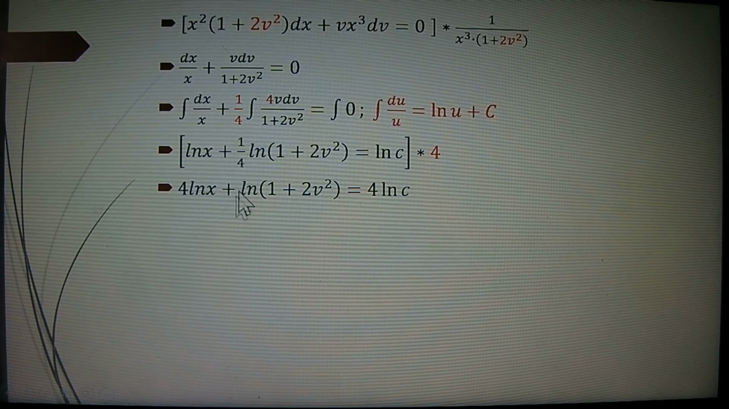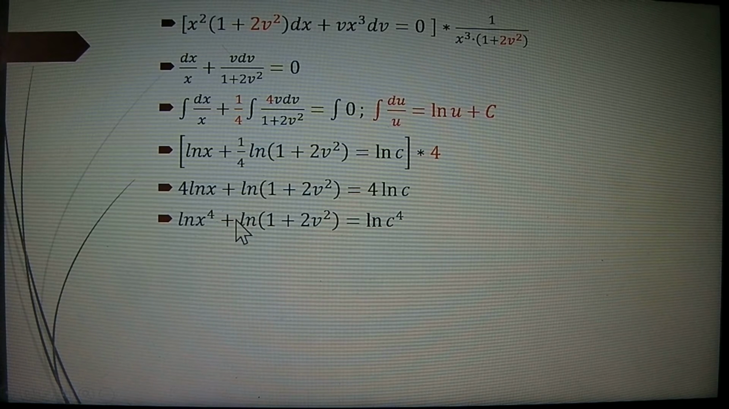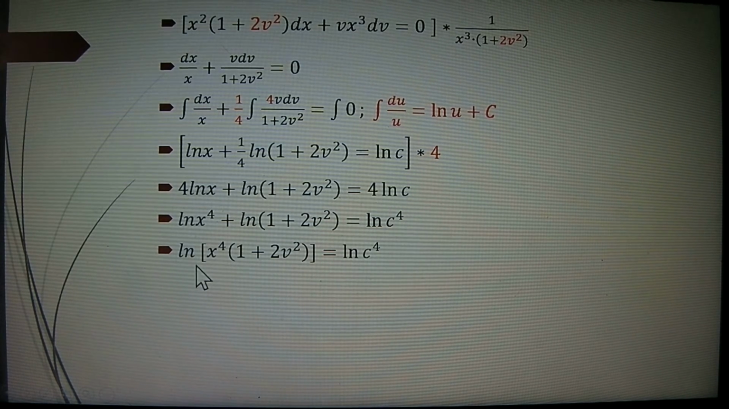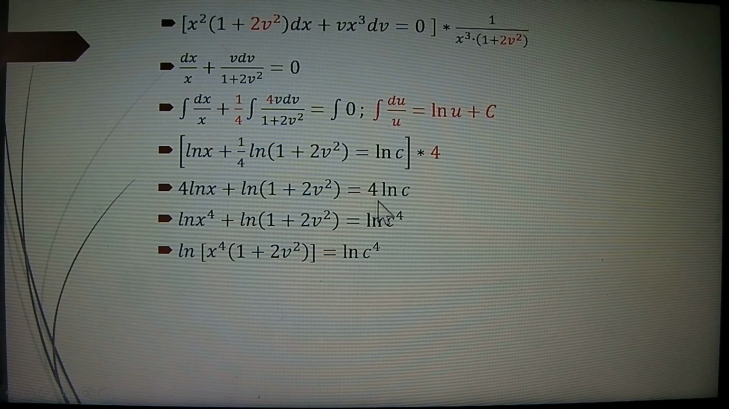So again, that will be plus, meaning it is multiplied. And 4 ln x to the 4th means raising to the 4th power. So that will be ln x to the 4th times 1 plus 2b squared, which is ln c to the 4th. 4 ln c, using the properties of logarithm, means it is the power of 4.